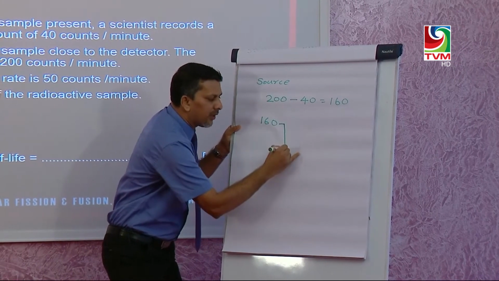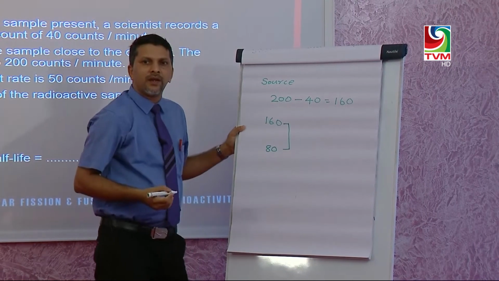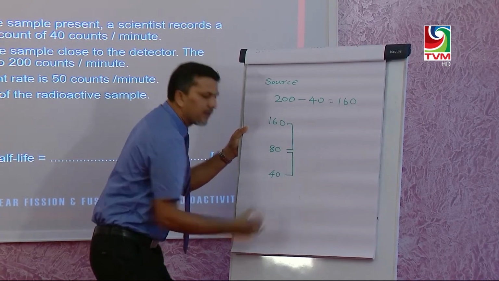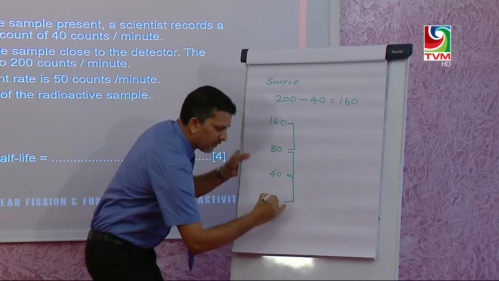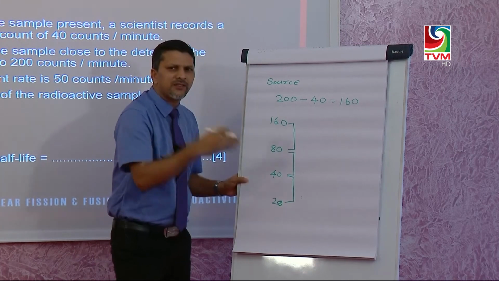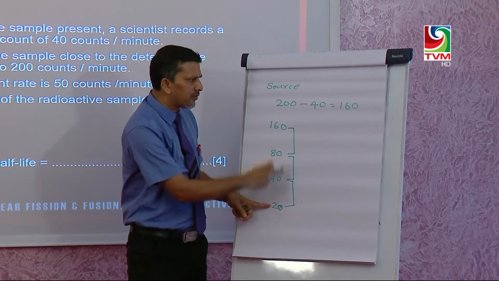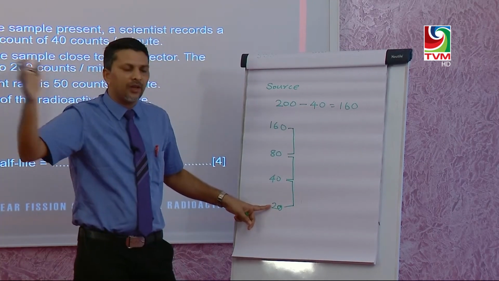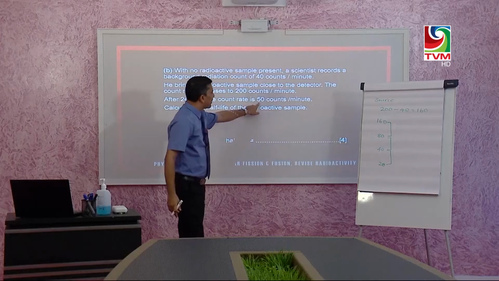Now half of 160 is 80. Again half of this is 40. Again half of this is 20. Now we check how much the count rate in the detector is. 20 is the count of this source, plus the 40 background that remains there. So 20 plus 40 is 60. So we didn't reach 50.